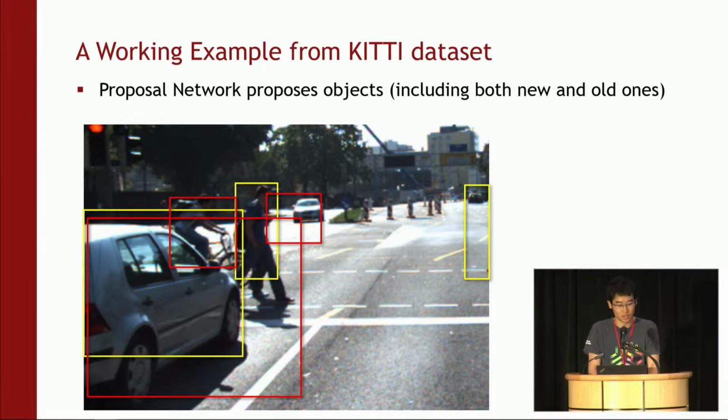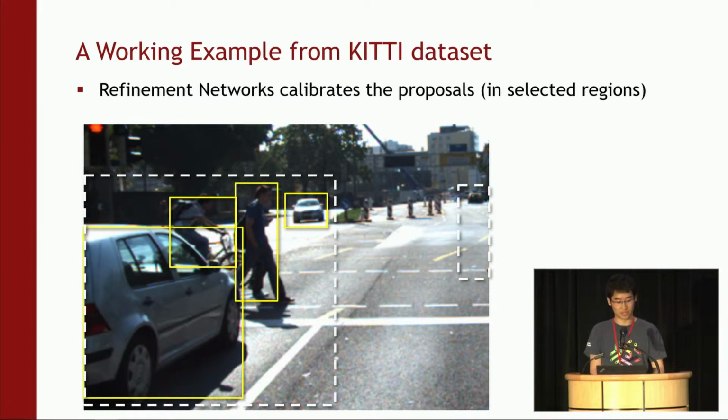And then the proposal network proposes some candidates as shown here in the red boxes. It detected 2 cars and 1 cyclist, and notice that the larger car has overlap with the tracker's output. But our system is able to handle it because in the final refinement step, the refinement network selectively runs on part of the image, which is marked in the dotted box. And then the duplicated detections and non-existent detections are deleted, and the remaining detections are calibrated.